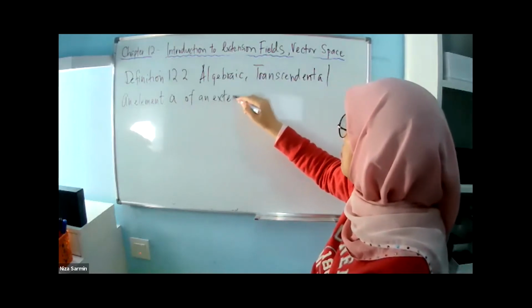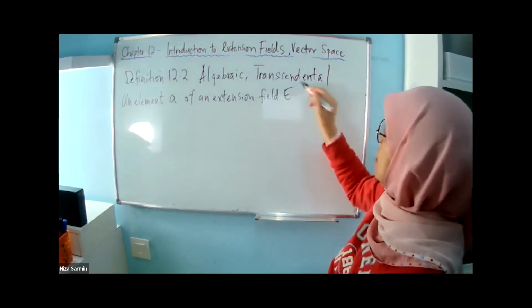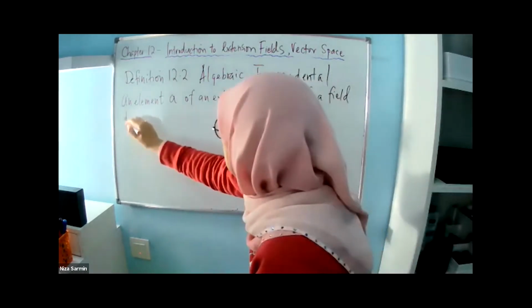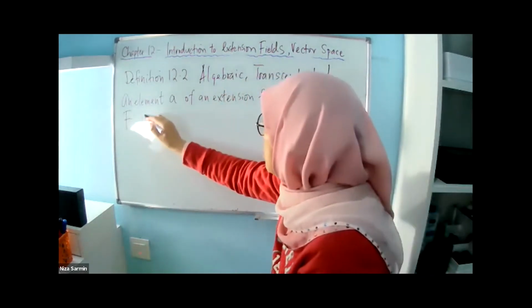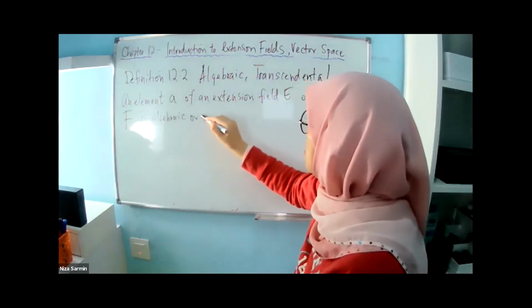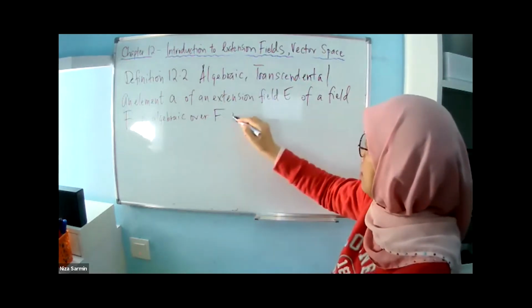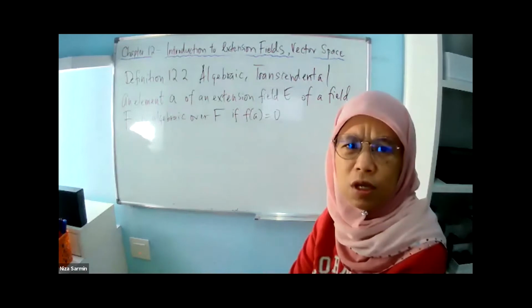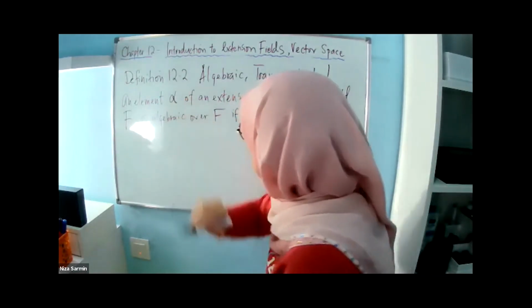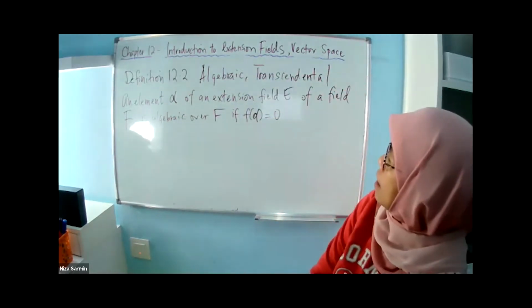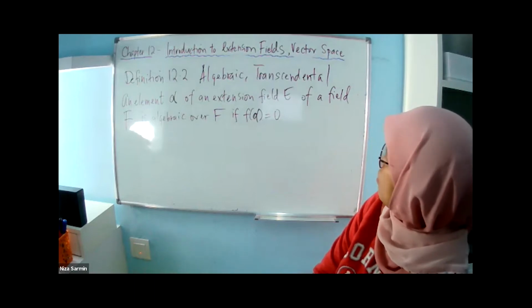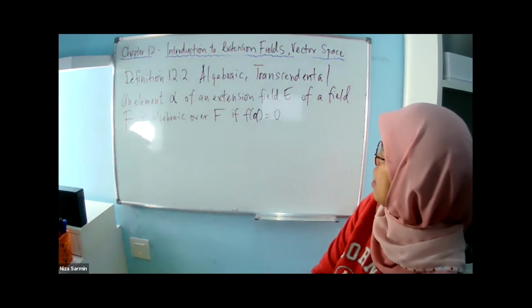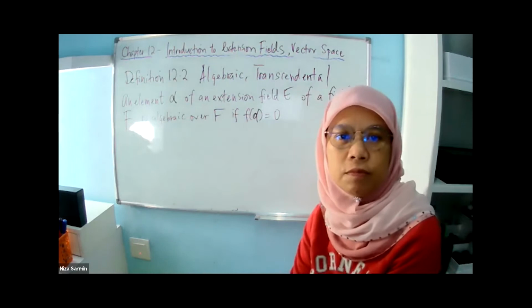An element alpha of an extension field E of a field F is algebraic over F if f of alpha is 0, for some non-zero polynomial f in F[x].